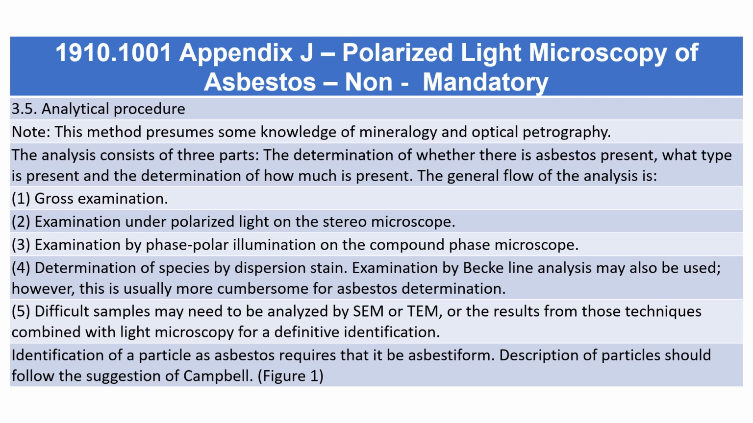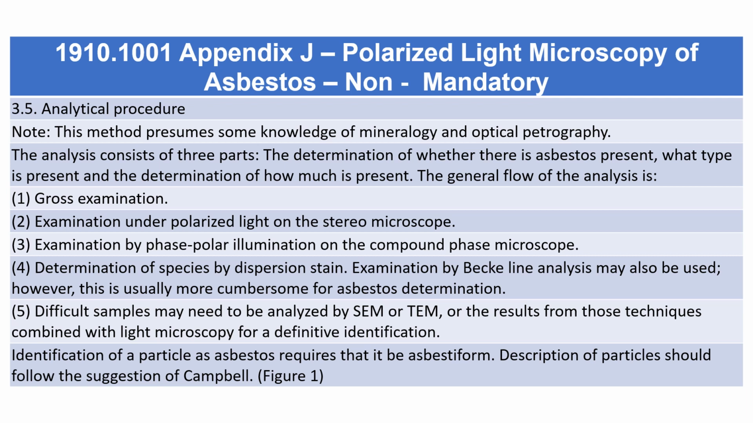The analysis consists of 3 parts: the determination of whether there is asbestos present, what type is present, and the determination of how much is present. The general flow of the analysis is 1. Gross examination. 2. Examination under polarized light on the stereo microscope. 3. Examination by phase-polar illumination on the compound phase microscope. 4. Determination of species by dispersion stain. Examination by Becke line analysis may also be used, however, this is usually more cumbersome for asbestos determination. 5. Difficult samples may need to be analyzed by SEM or TEM, or the results from those techniques combined with light microscopy for a definitive identification.